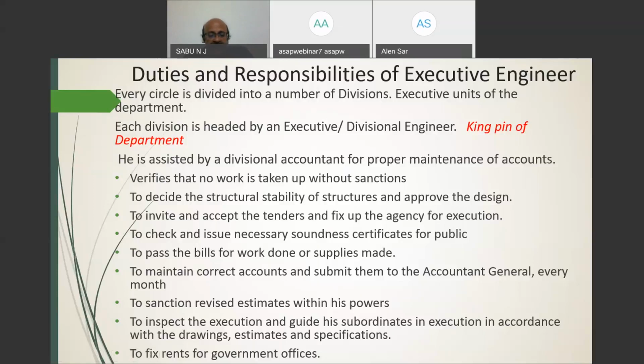There are many duties. Some of them are listed here, such as to sanction revised estimates, which you can read. If you have any doubt, you can raise questions to your teachers and also to me. Okay, I will clarify. Because there is a long list of activities, I think you can understand their meaning. But before reading, you have to understand the basic concept and the organizational chart.